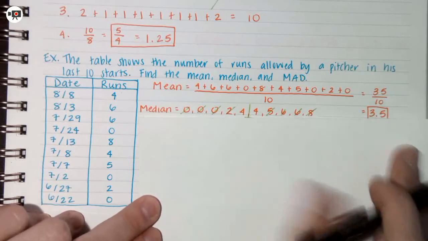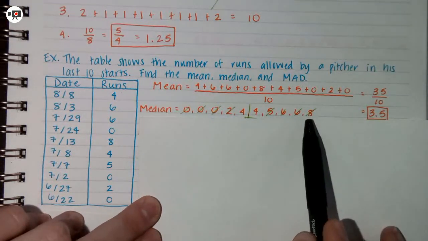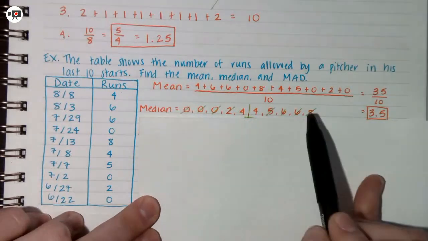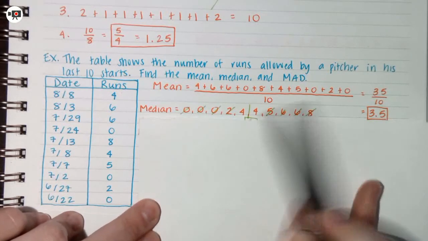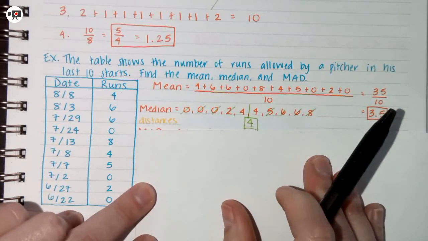Then I'm going to find the median, so I put them in order from least to greatest, crossing off one number on the left, one number on the right, until I reach the middle, and I had 2 numbers in the middle, so between 4 and 4 is 4.